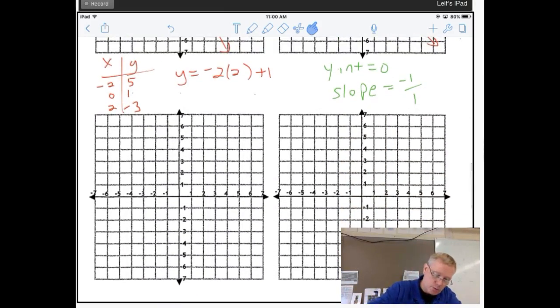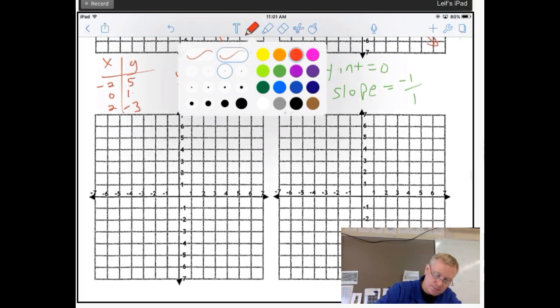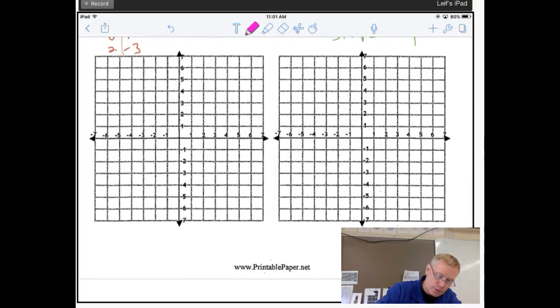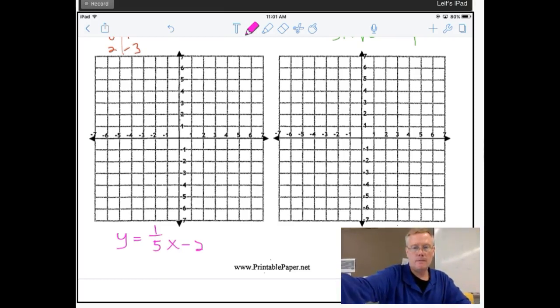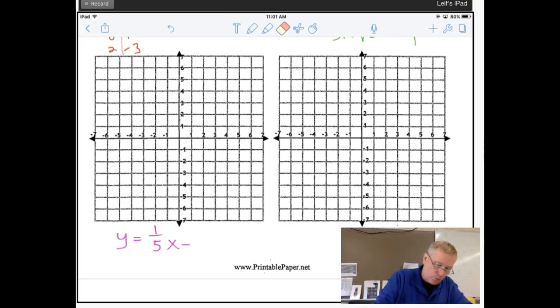Now I was going to do one more that's a little more challenging with a fraction in it. So I'm going to make this one pink, and this equation will be y equals 1/5 x minus 2. All right, so this one, I'm going to do it with rise over run and the y-intercept again. Once again, this is the y-intercept, the regular number, not the one in front of the variable, and this is the slope.